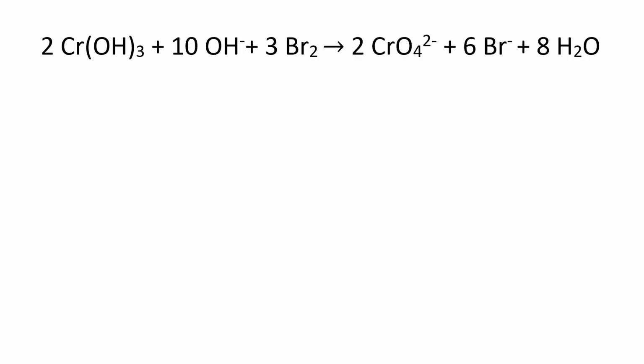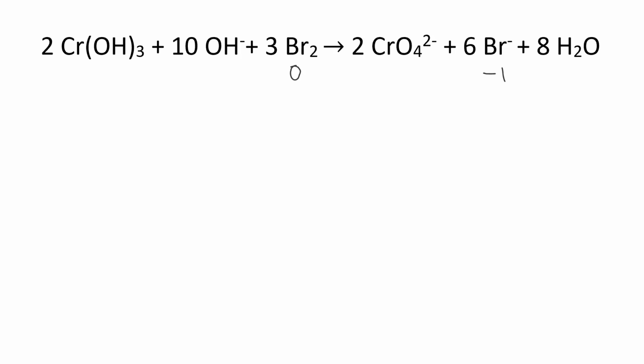Now we're going to look at something more complicated. We've got chromium 3 hydroxide, 2 of them, plus 10 hydroxide ions plus 3 bromine molecules, reacts to yield 2 chromate ions, 6 bromide ions, and 8 waters. First, we'll assign oxidation numbers to everything. We'll start off with the easiest stuff. Elemental bromine, 0. Bromide anion, -1.